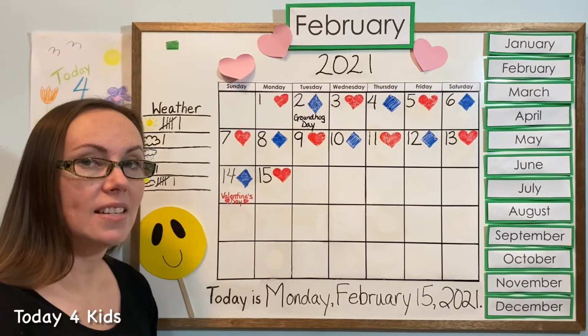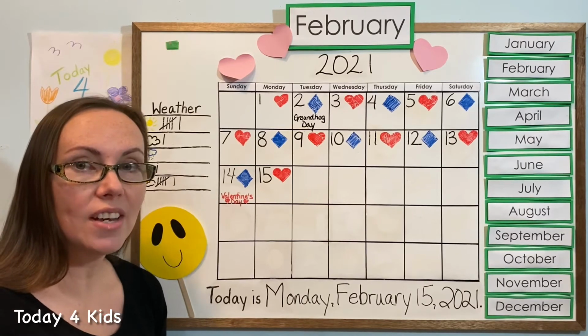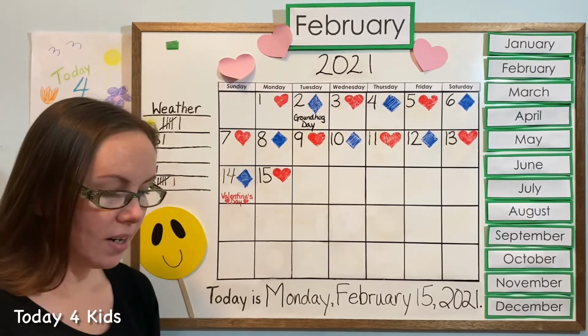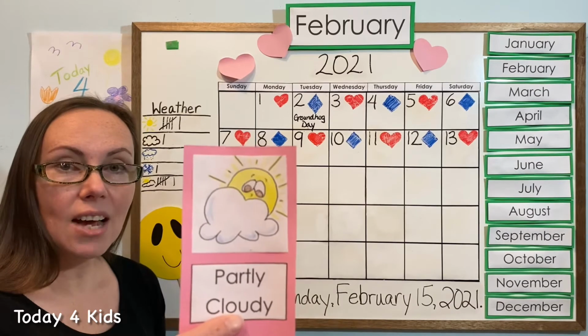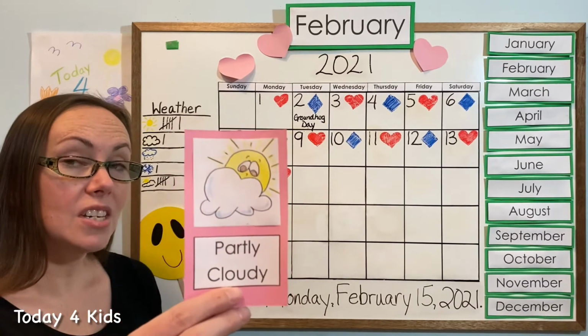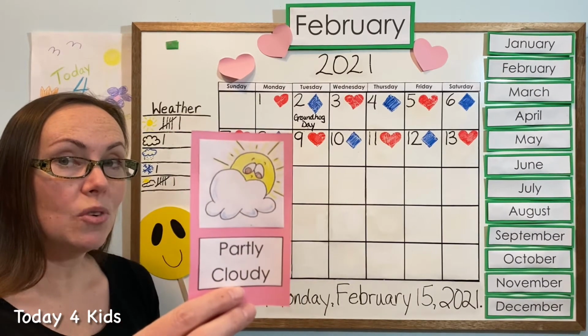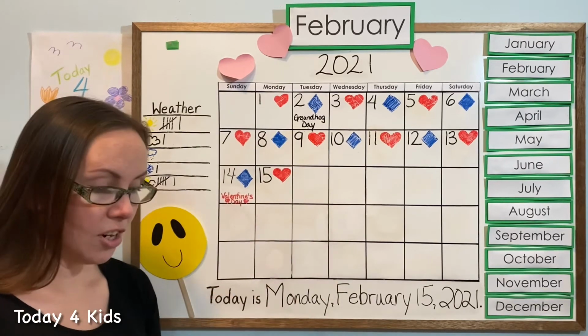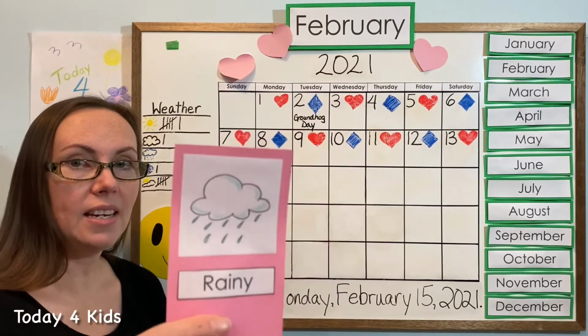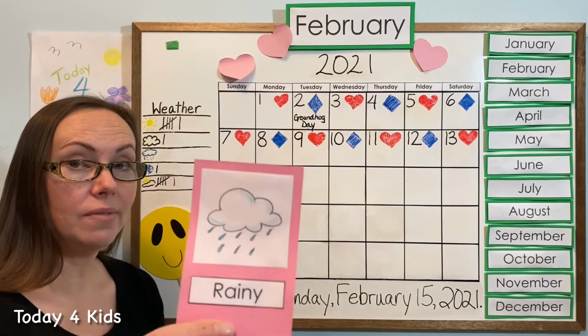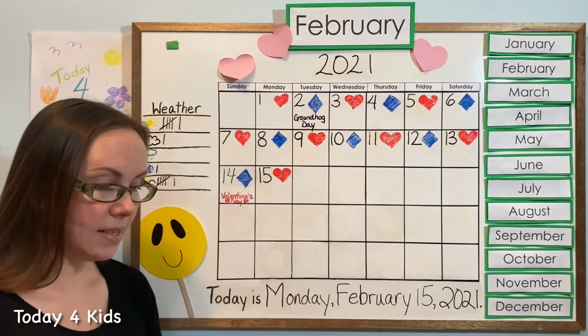Did you go outside and see what the weather is like today before we started? What is the weather like where you are? Is it partly cloudy and partly sunny? A little bit of sunshine, but there's some clouds that kind of move around. That's not our weather here. What about rainy? Is it raining for you? There's no rain for us.